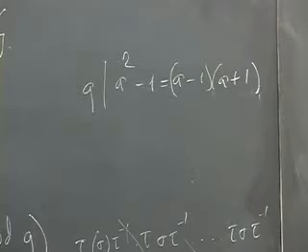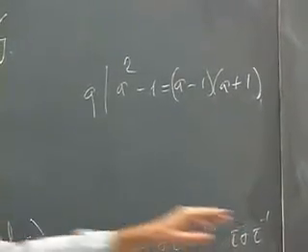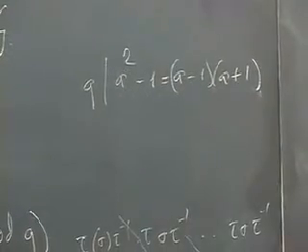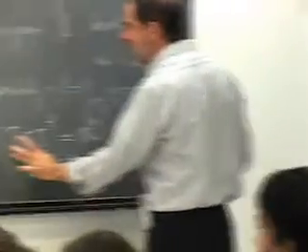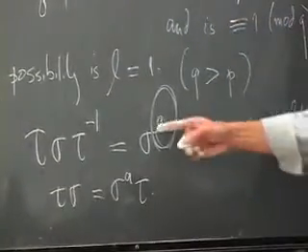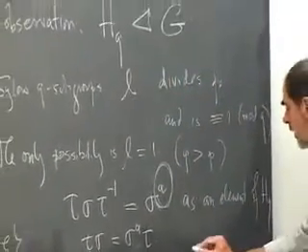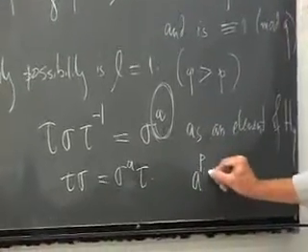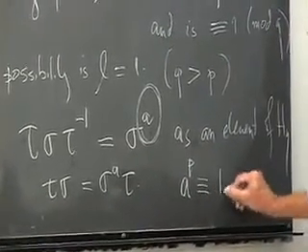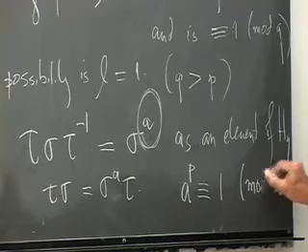So the only possibilities here, this a is not arbitrary. Don't ever think this a is arbitrary. It's related to the order of tau. And in fact, what we proved over there is that a to the p has to be congruent to 1 mod q.